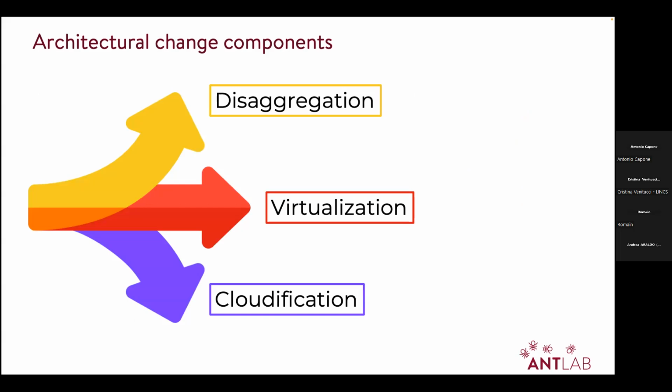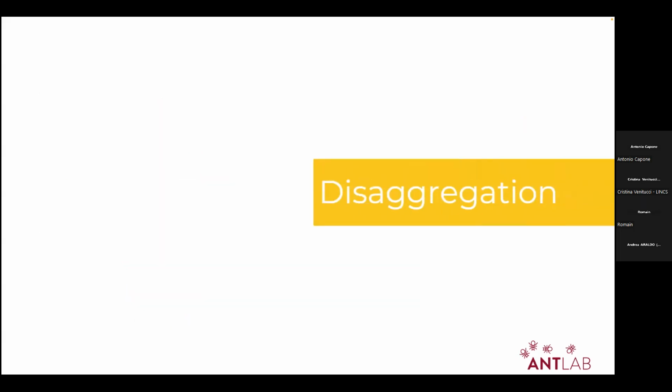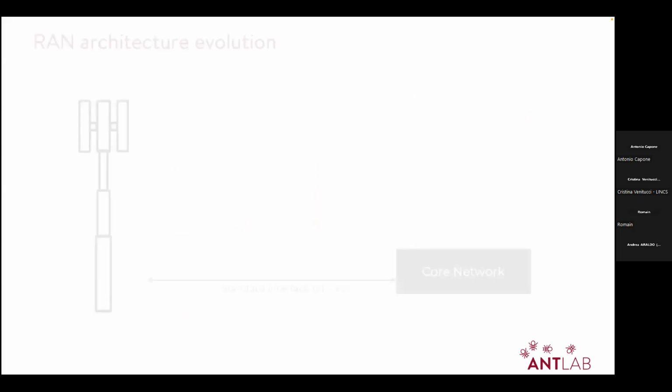So focusing on the architectural chain, I like to describe it with three different components. One is the disaggregation of the network, the other one is the virtualization, and the third one is the cloudification. So let's start with disaggregation. What do we mean with network disaggregation?